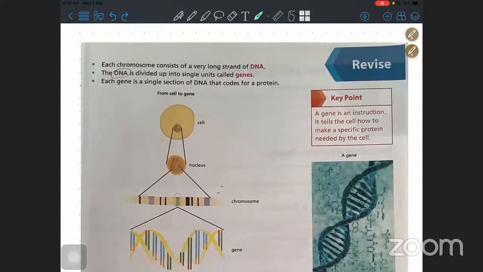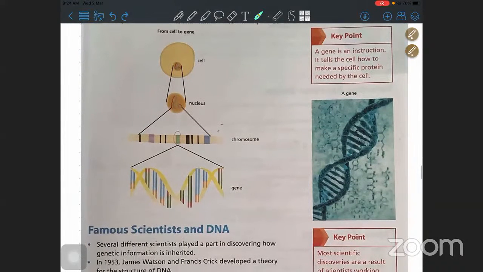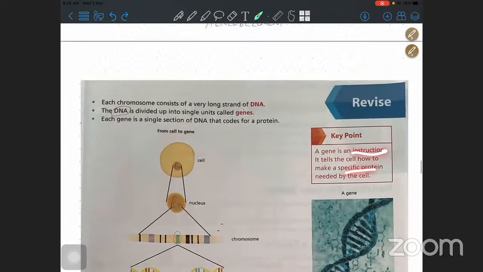So each chromosome contains a very long strand of DNA. Yeah? Okay. So this is a chromosome. Okay, this is a cell. So inside there's a nucleus. So the nucleus and then this one are called a chromosome. So inside one chromosome, you have genes. This is a gene, can you see? A gene, this one is an instruction to tell how to make a specific protein, how to make a cell.